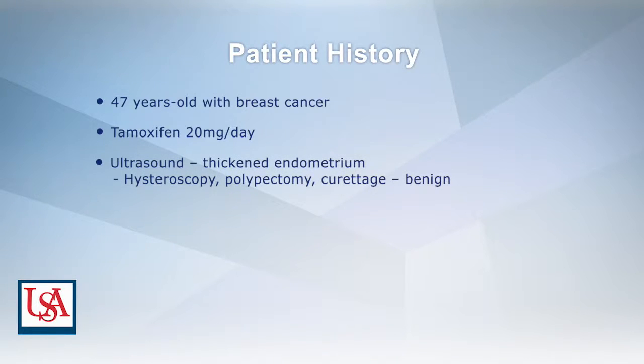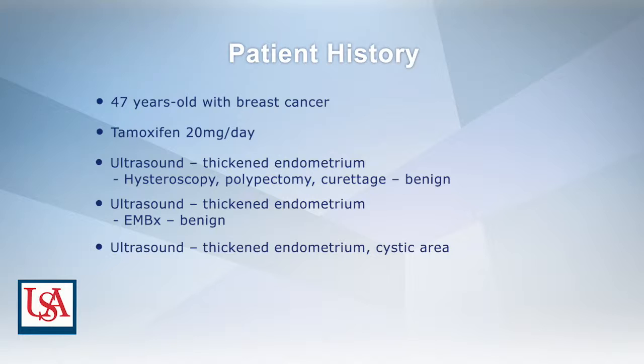Hysteroscopy with polypectomy, along with sharp curettage, was performed in September 2013. The pathology was benign. A subsequent ultrasound demonstrated persistent thickened endometrium, for which she had an endometrial biopsy. The pathology was again negative for hyperplasia or cancer. A follow-up ultrasound in March 2014 showed thickened endometrium and cystic areas.